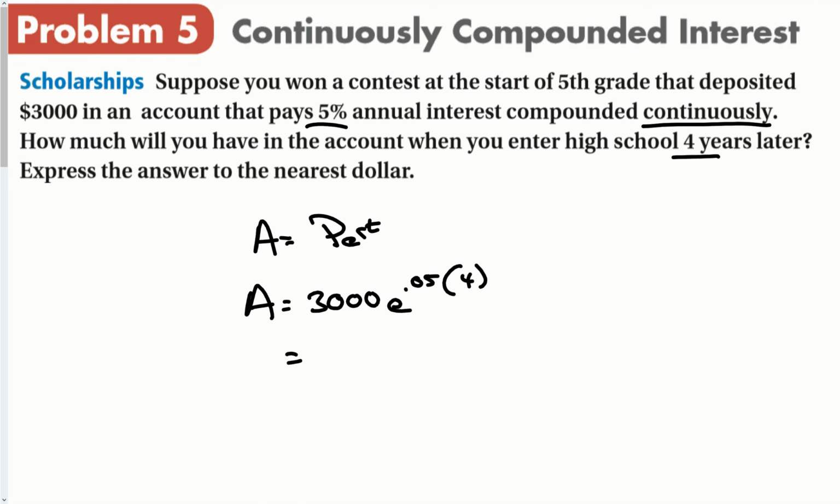Most of the time, you can just plug this in all at once. If your calculator is not that good, you might have to multiply these two together first, but you should be able to raise e to this whole power, and you should get 36.64 dollars and 21 cents. Round to the nearest dollar, so just 36.64. All right.